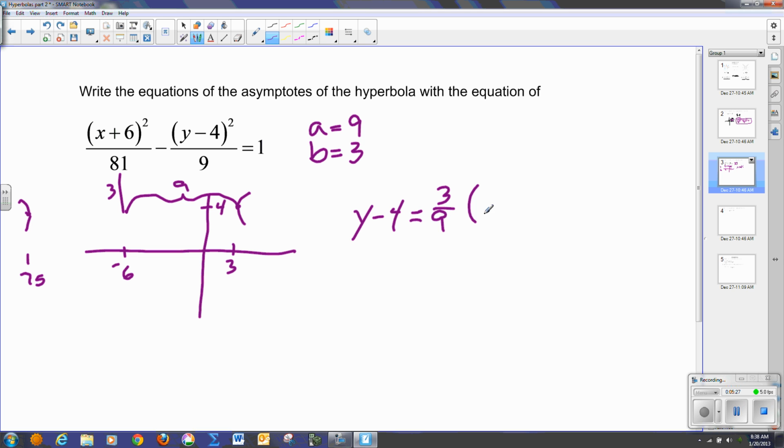And then I have the x translation, x plus 6. And of course, this is a plus or minus because I'll have two asymptotes, one with a negative slope and one with a positive slope. And we can clean that up by saying that's y minus 4 equals plus or minus 1/3 x plus 6.